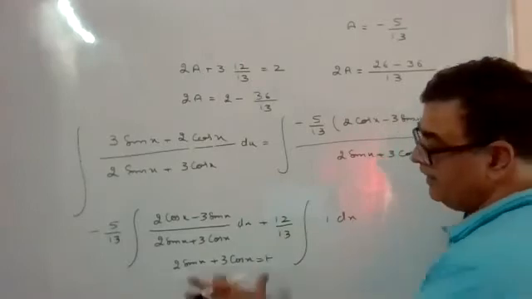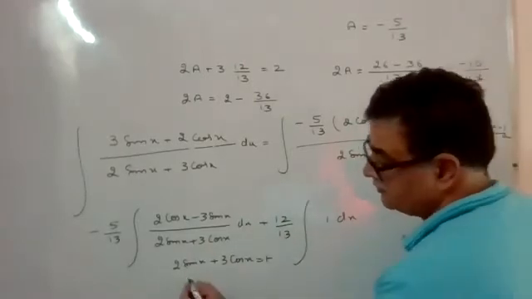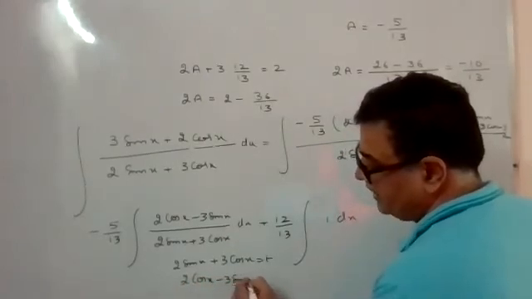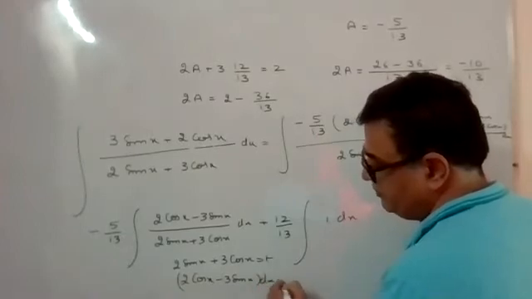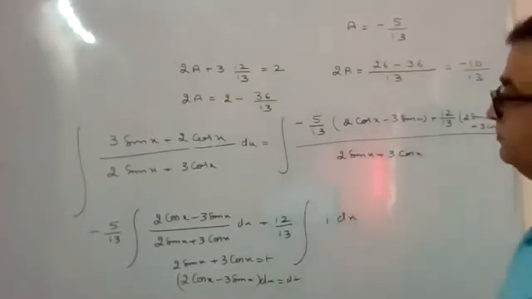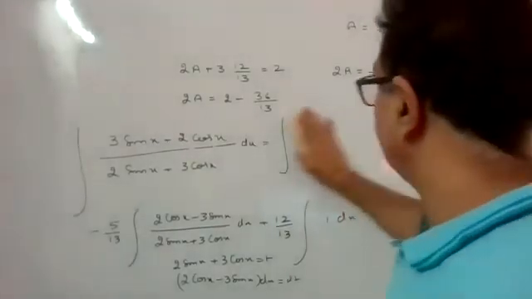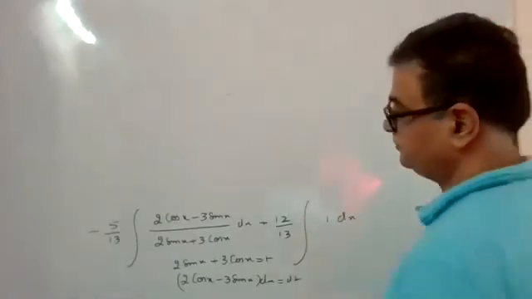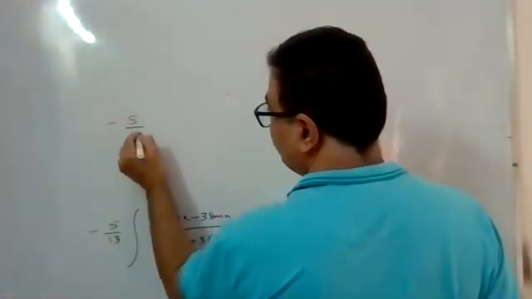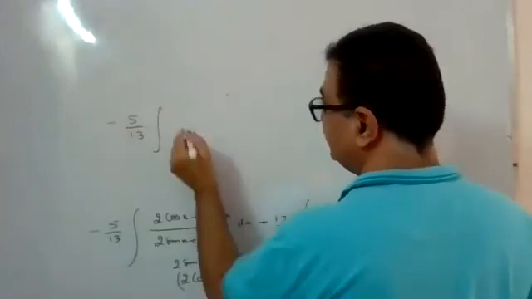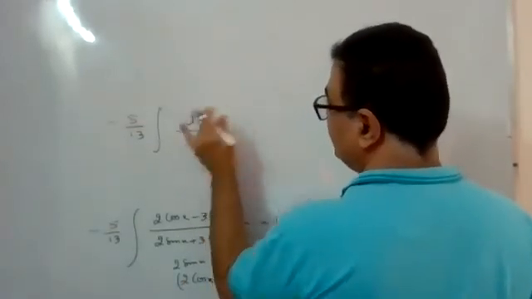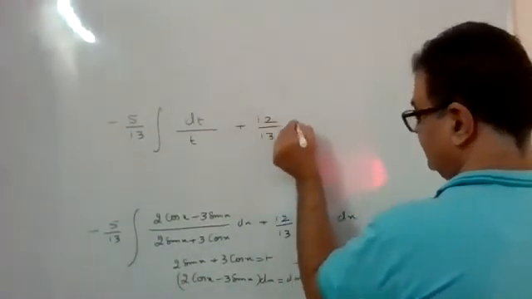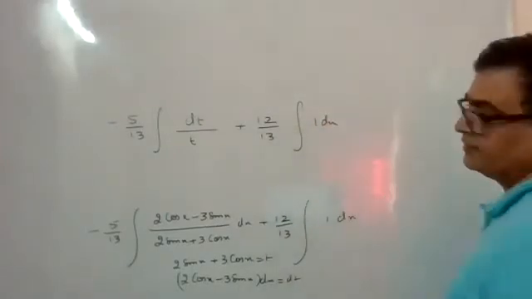OK sir. And this we will take as t. So what will it come? 2 cos x minus 3 sin x dx will be dt. As you got this form, what will the result be? It's clear, very simple now. Minus 5 by 13, this is dt, and t comes below, and then plus 12 by 13 into 1 dx.